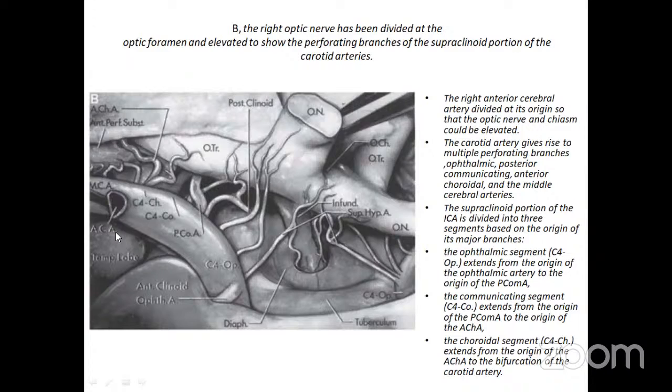Here in this diagram, the ACA is removed. ACA has been removed also in this diagram. So the ophthalmic segment gives the superior hypophyseal arteries and its perforating branches that go on to supply the optic chiasm, optic nerves. The choroidal segment gives the perforating branches that go through the anterior perforated substance. This is the anterior choroidal artery, which is the branch of the choroidal segment, and it goes through the anterior perforated substance.